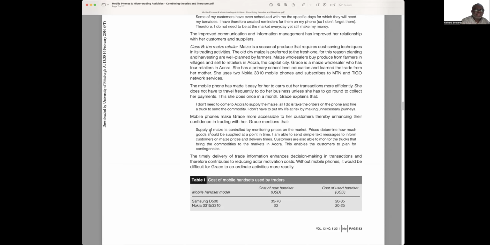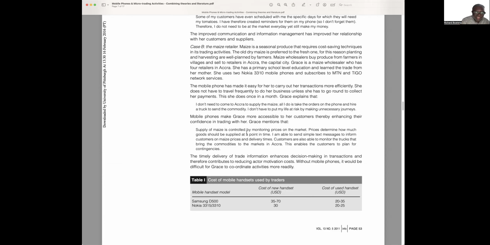So somebody says that supply of maize is controlled by monitoring prices on the market. Monitoring prices on the market during trade. Interesting. Prices determine how much goods should be supplied at a point in time. I'm able to send simple text messages to inform customers on maize prices and delivery times. Oh God. So then he's using the during-trade information to create another pre-trade transaction with the customer.